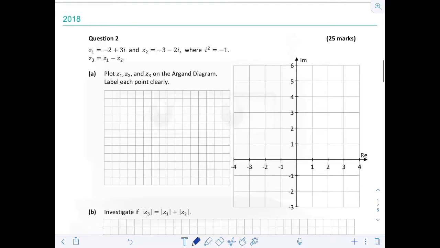So let's take a look at some complex number questions that will be exam standard for your Leaving Cert and also for Friday for the test. So the first question we're going to look at is the 2018 question. Let's take a look at that now.